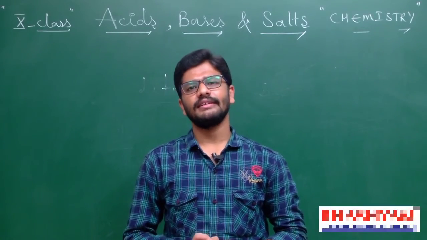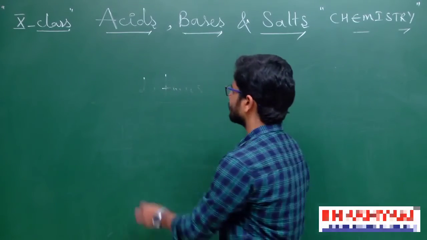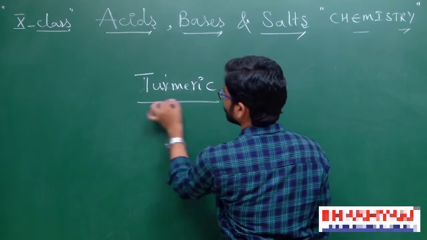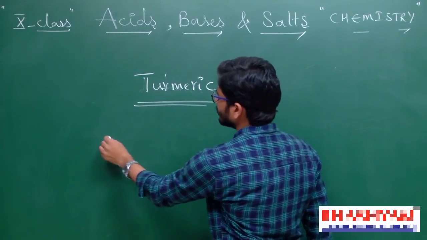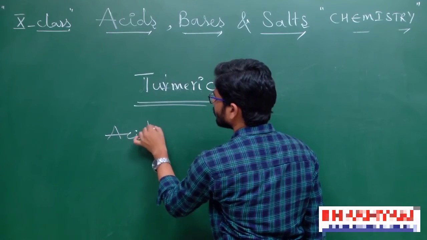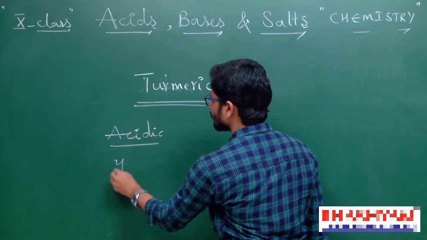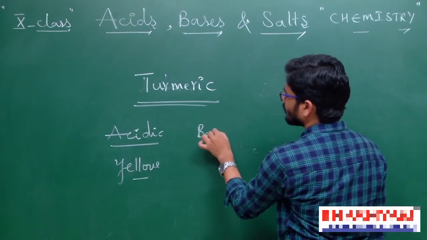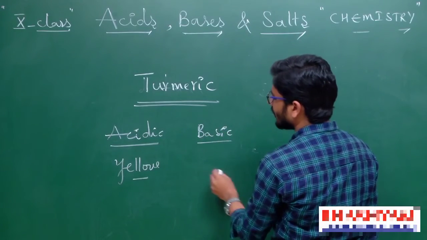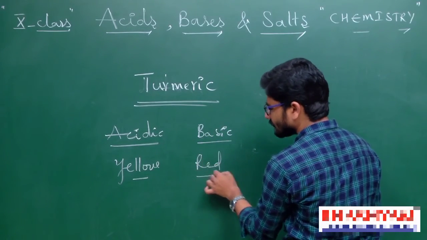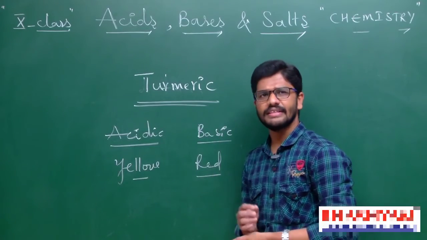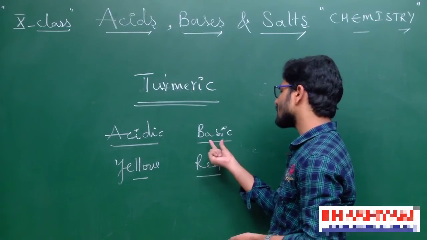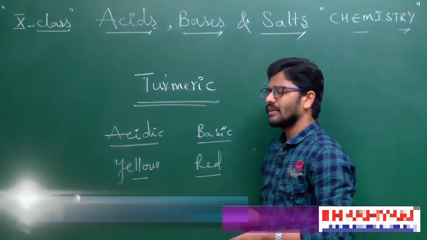Okay. Now another natural indicator is turmeric powder. Turmeric powder in an acidic medium shows yellow in color, whereas in a basic medium it shows red in color. So turmeric powder is one example of a natural indicator. It shows yellow in acidic medium and red in basic medium.